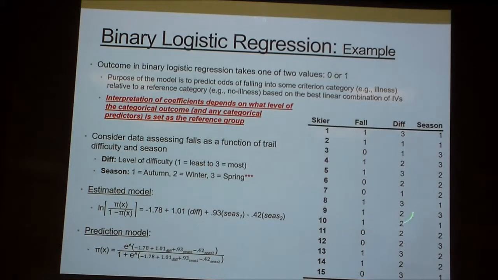So for the model that we estimate, here's our data: skiers 1 to 15, whether or not they fell, the difficulty of the trail, and what season it was. We have our estimated model.